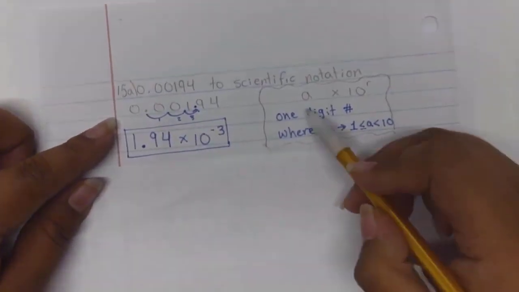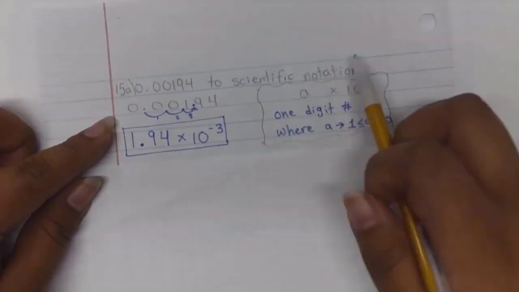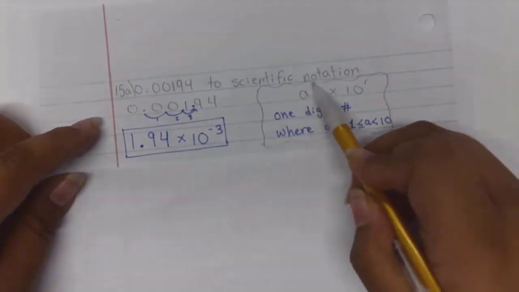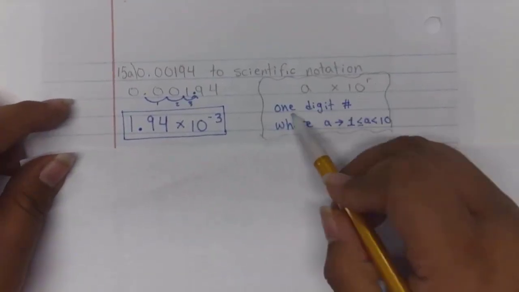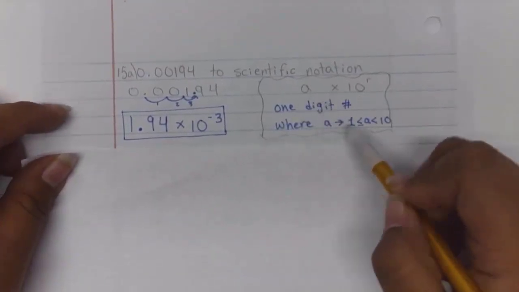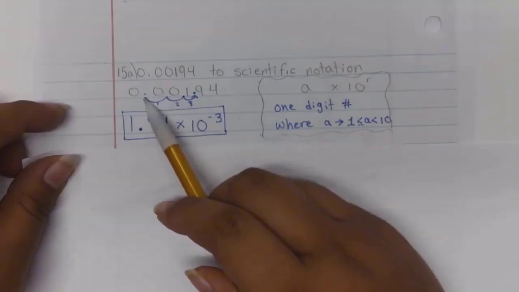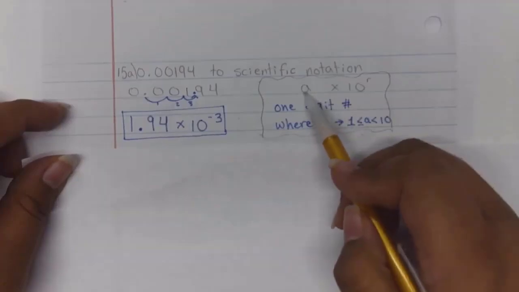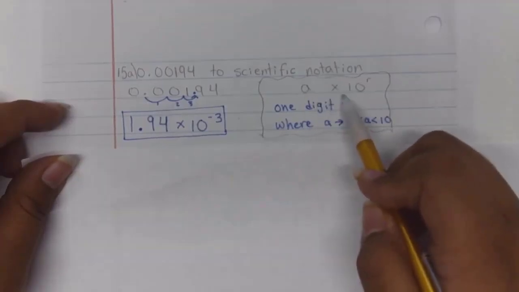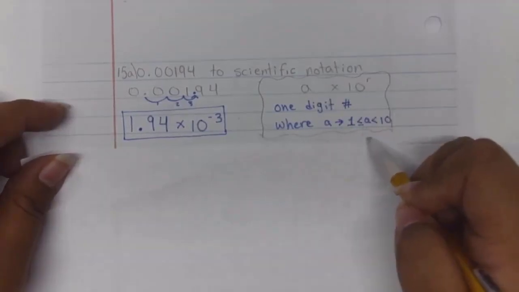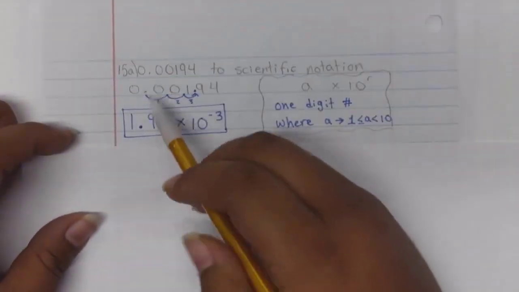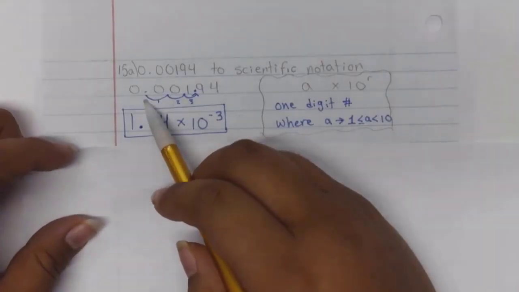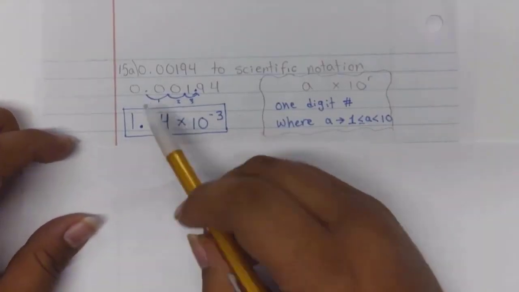And then I know that when we're converting something to scientific notation, the number that you're multiplying by your 10 and your exponent has to be less than 10. It can be 1 or bigger than 1, but less than 10. So it's one digit.